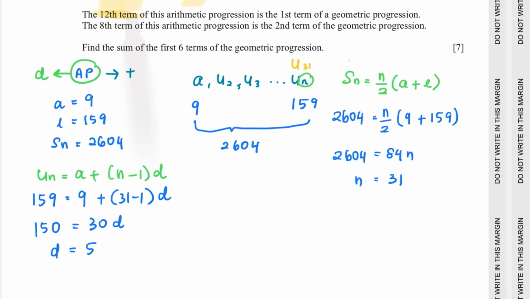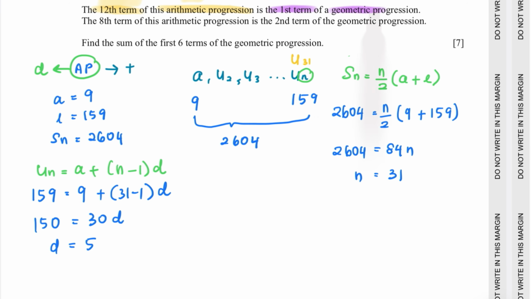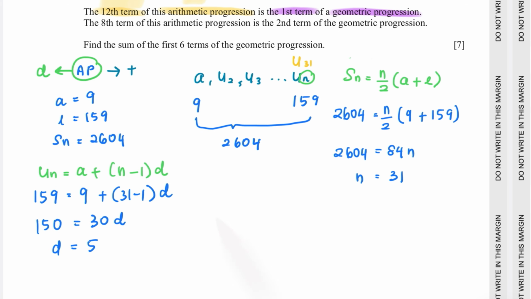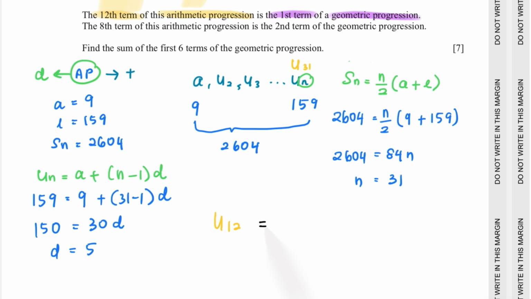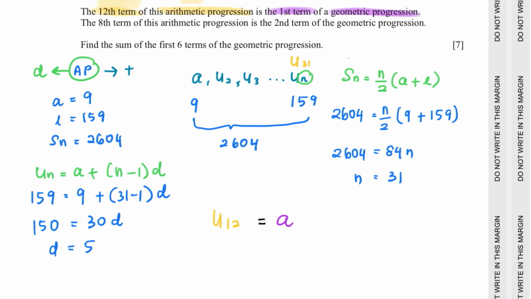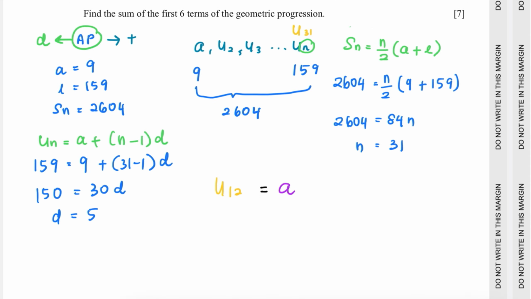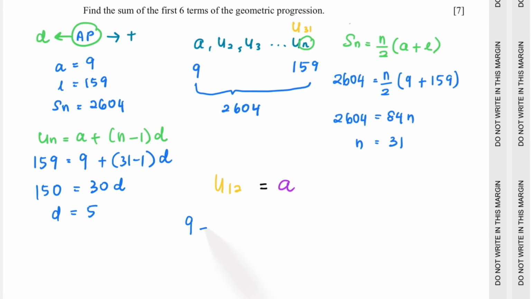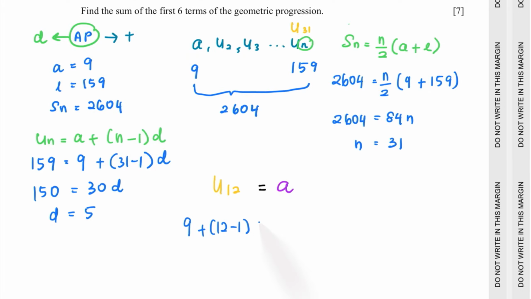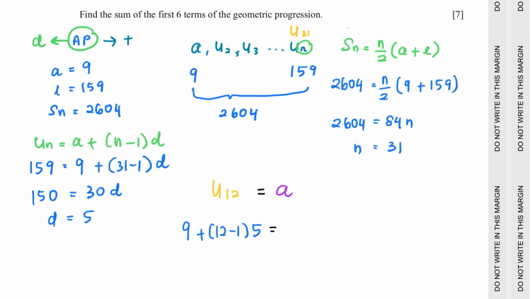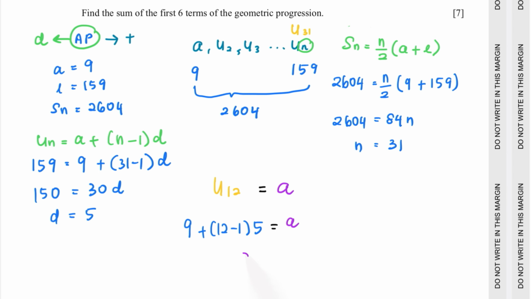The 12th term of this arithmetic progression is the first term of the geometric progression. Let's write that down. The 12th term of this arithmetic progression is equal to the first term of the geometric progression. Let's find the 12th term using the arithmetic progression formula. So 9 plus 12 minus 1 times 5. That is equal to our first term. Simplifying this, our first term will be 64.